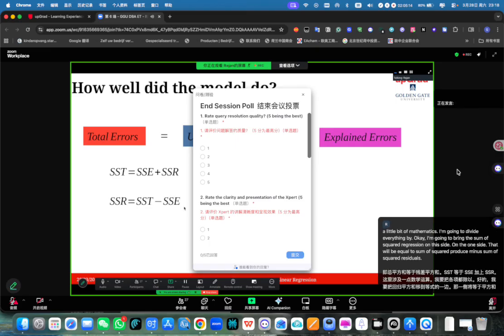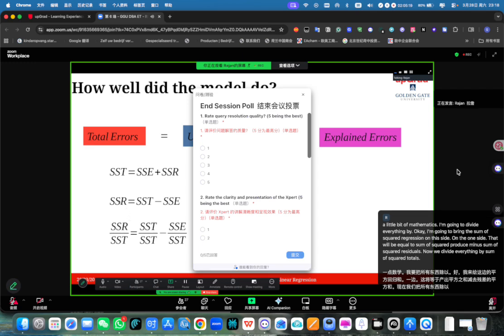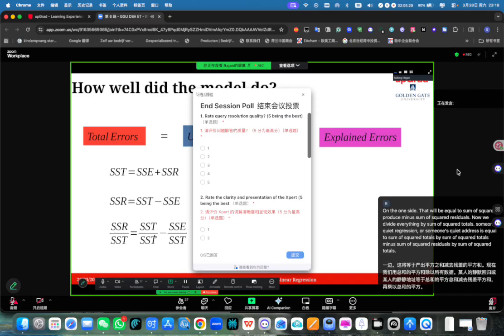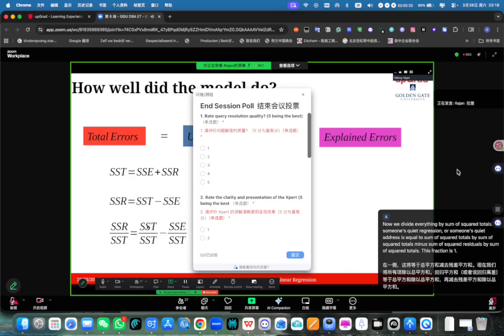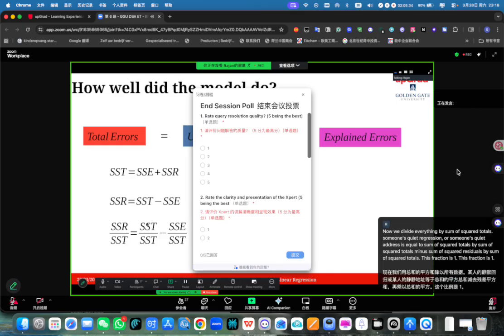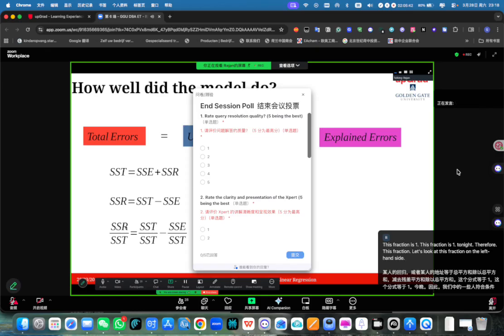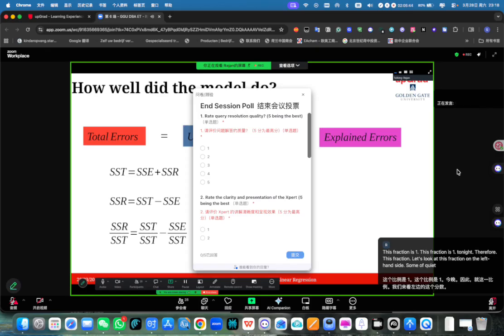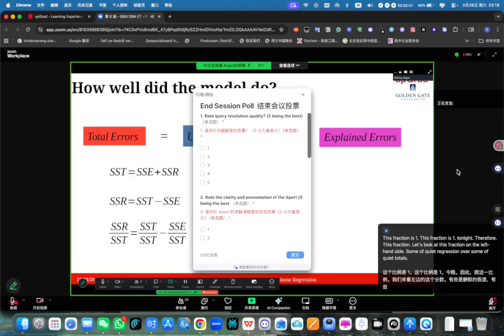Now I divide everything by sum of squared totals. Sum of squared regression over sum of squared totals is equal to sum of squared totals by sum of squared totals minus sum of squared residuals by sum of squared totals. This fraction is 1, right? Therefore, let's look at the fraction on the left hand side: sum of squared regression over sum of squared totals. We give it a symbol, capital R squared.